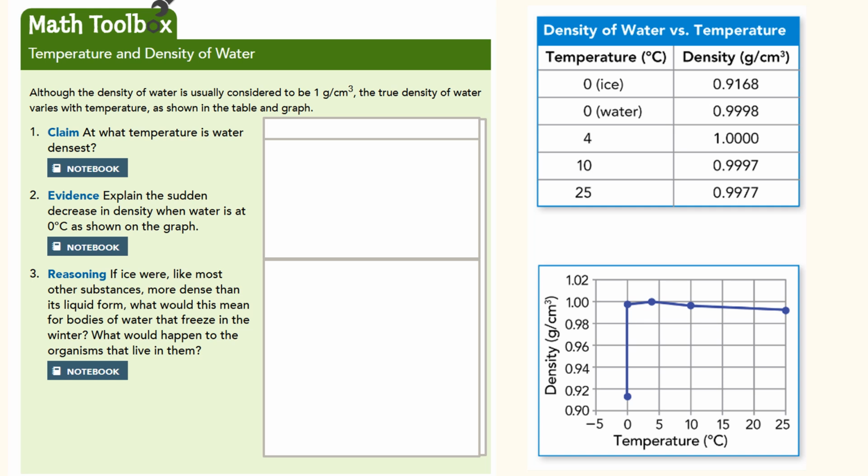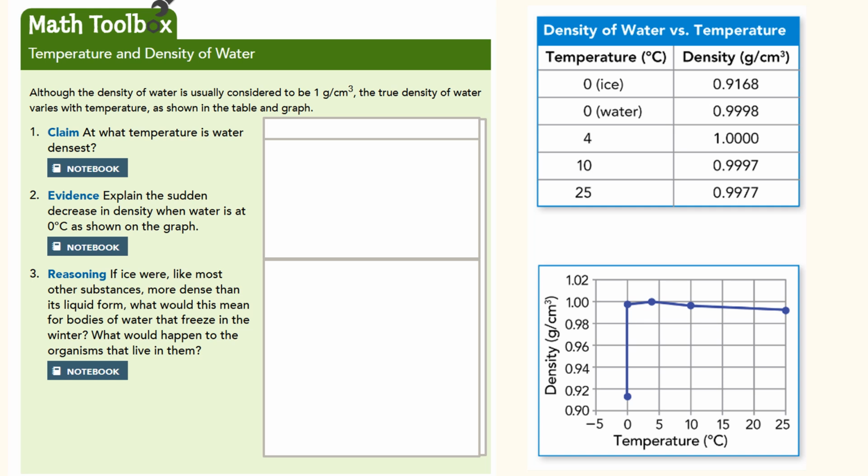So, temperature and density of water. Although the density of water is usually considered to be 1 gram per cubic centimeter, the true density of water varies with temperature, as shown in the table and graph. So, we have at 0 degrees Celsius ice, the density is 0.9168. For water, it is 0.9998. At 4 degrees Celsius, it's 1. At 10, it is 0.9997, and at 25, it is 0.9977.